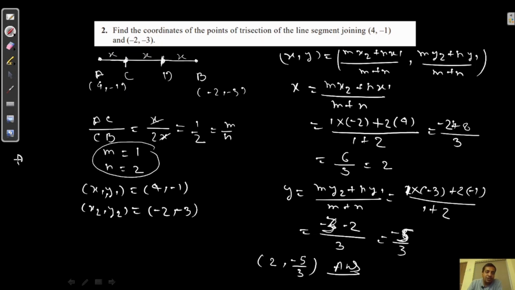Now your ratio is going to be AD upon DB. So what is that ratio? AD is going to be x plus x, which is 2x. DB is going to be x. Now for you, the ratio m to n is going to be 2 to 1. You will take m as 2 and n as 1, and you will solve the same question one more time. What I have found is the coordinate of C. So similarly you will solve and find the coordinate of D. One answer I have given, one you have to find.